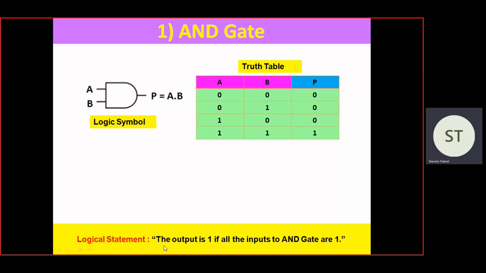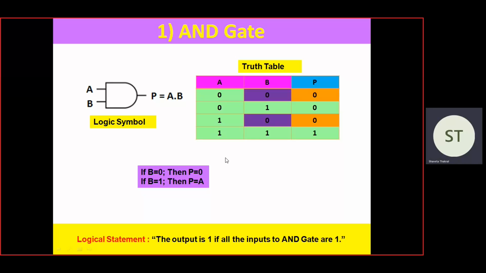So remember this point, very important, that in the AND gate the output is 1 if all the inputs to the AND gate are 1. For simplicity we have taken 2 inputs, but there can be n number of inputs. So the condition is, if all the n inputs are 1, then only the output will be 1.